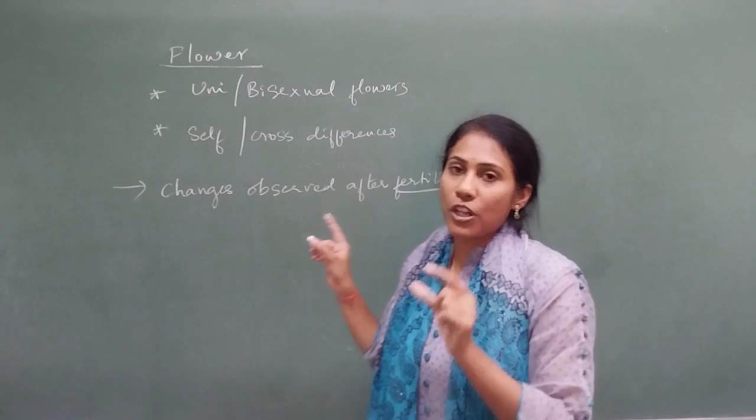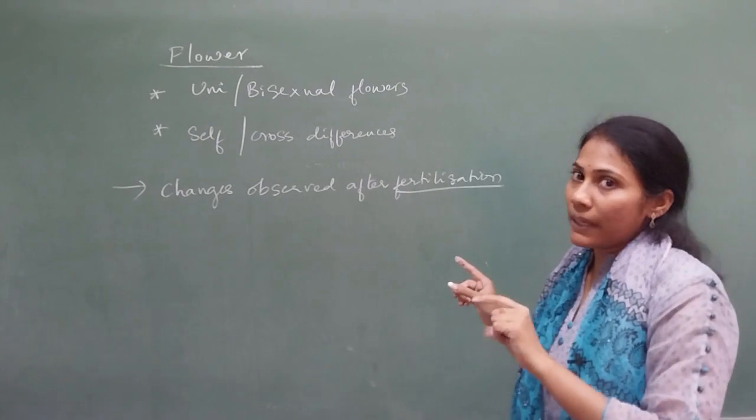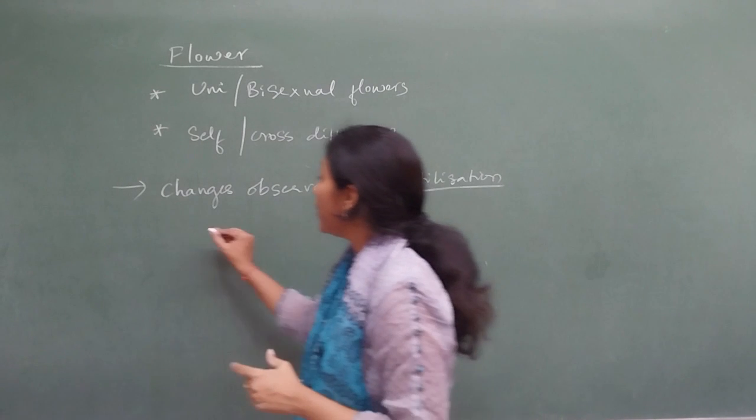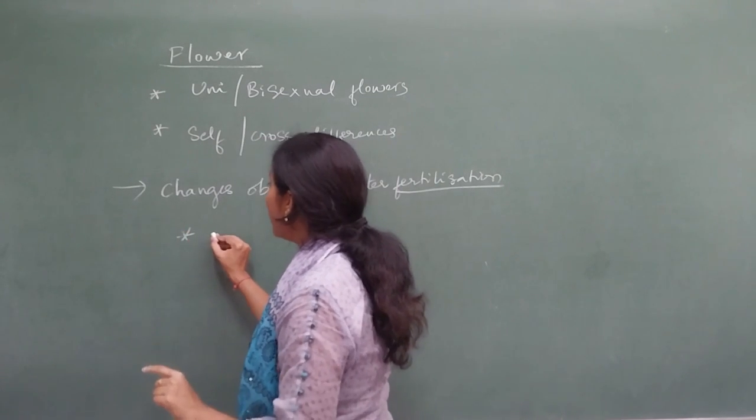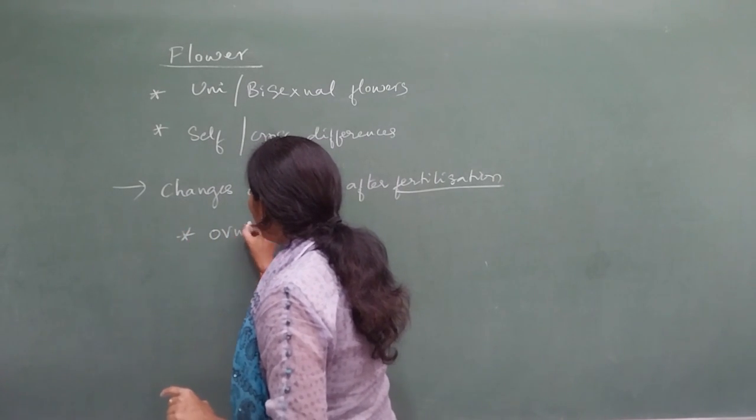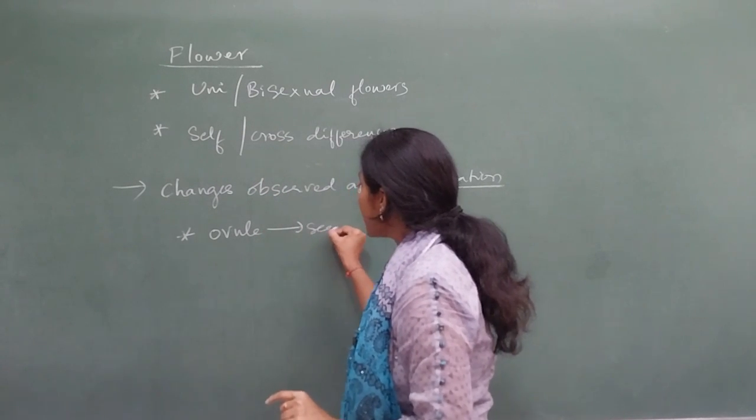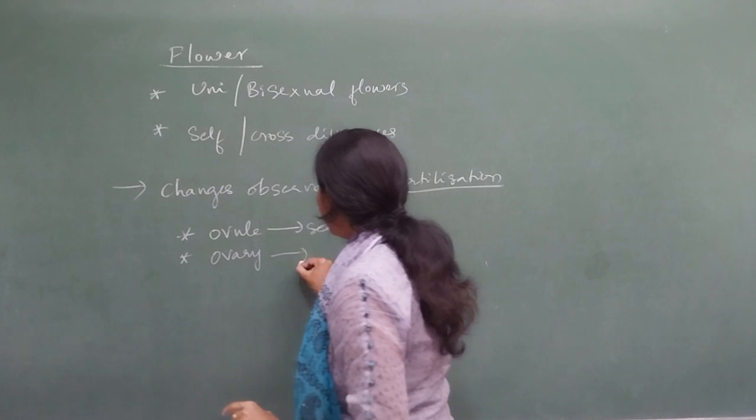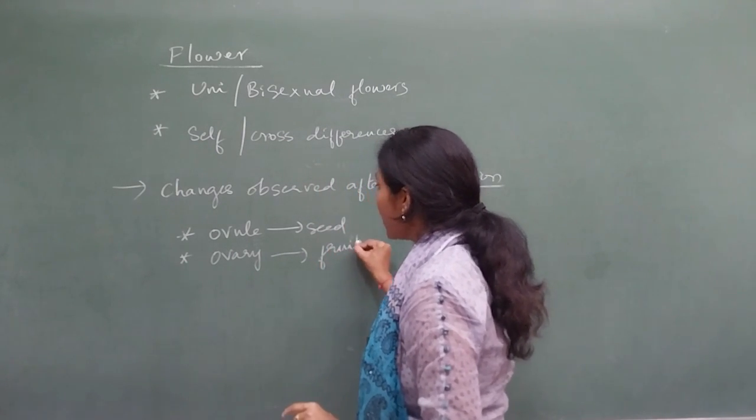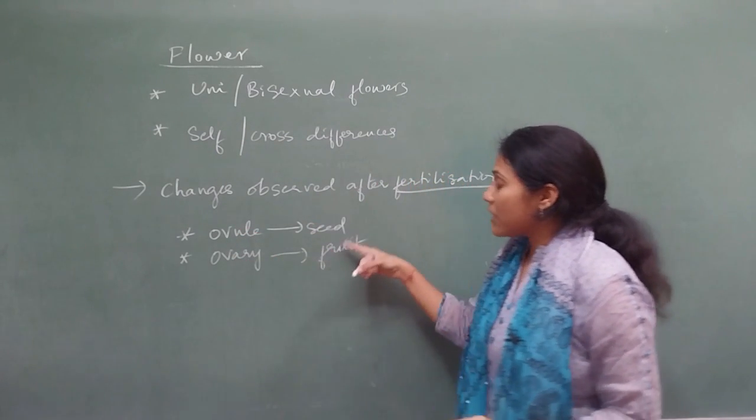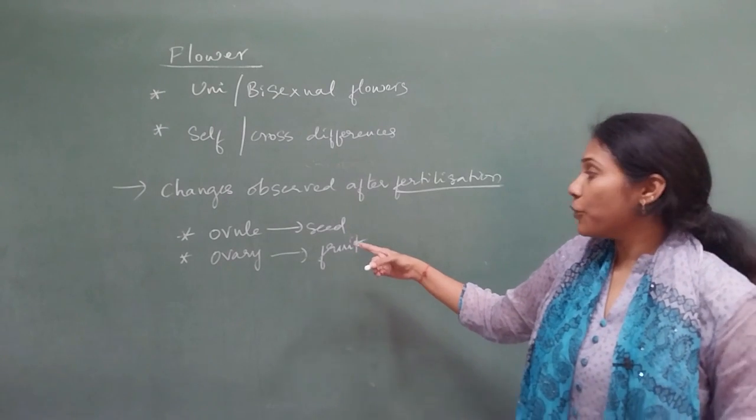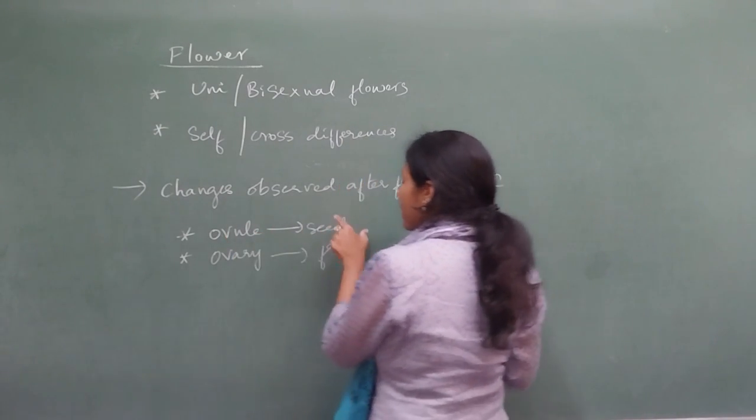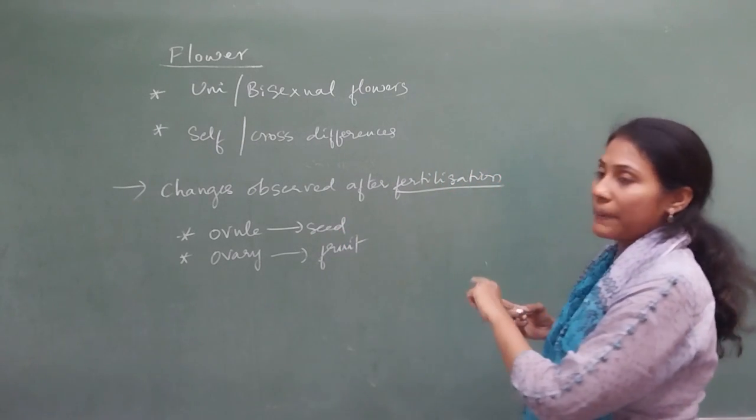Fertilization is the fusion of the male gamete with the female gamete to produce a zygote. The changes you will observe are very important. The ovule develops into the seed, and the ovary develops into the fruit. This is very important, because a question can be framed as an MCQ or asked as a 1 mark question. Always remember, the ovule develops as the seed, and the ovary develops as the fruit.